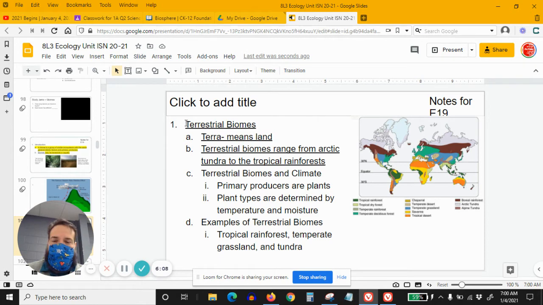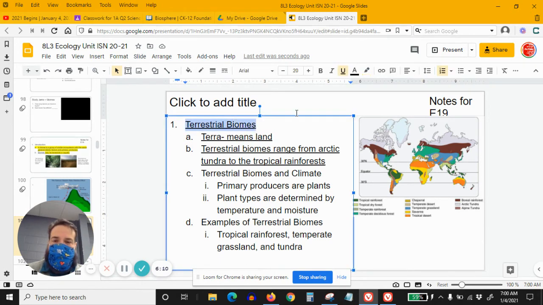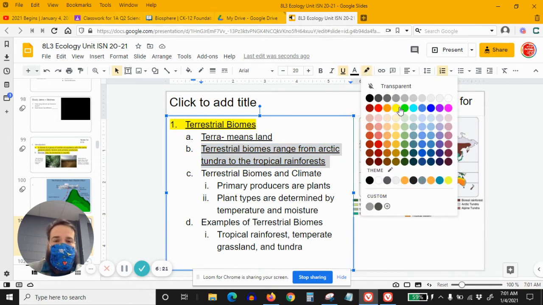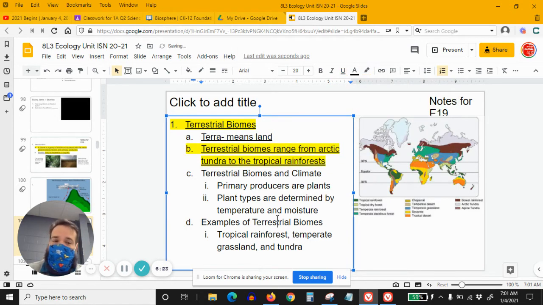All right, terrestrial biomes. So that's our subheading, so we're going to write that down. Terra means land. Terrestrial biomes can range from the Arctic tundra to the tropical rainforest. They don't have to be cold. They don't have to be hot. They don't have to be dry or wet, but they can be all of those things.